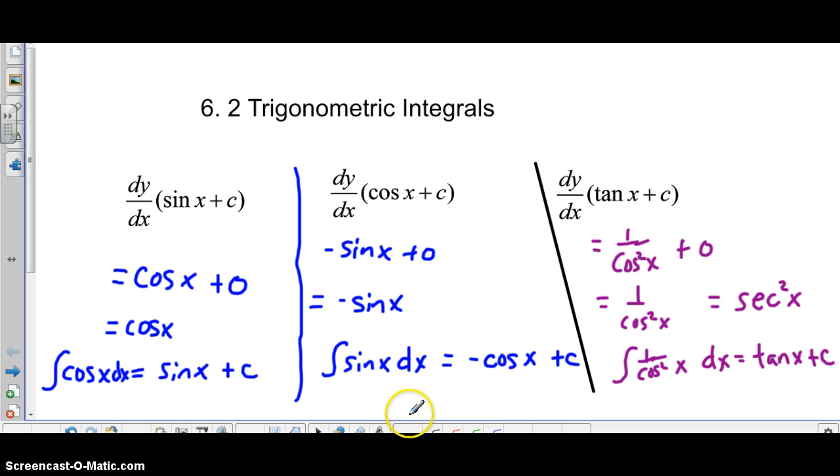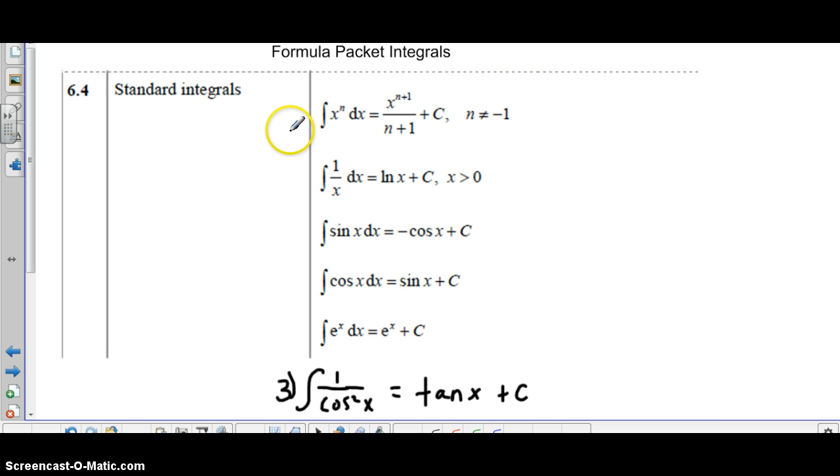So today we have learned our 3 basic integrals for trig functions, and these 3 are listed on your formula sheet. So let's take a look at the formula sheet and see how in the formula packet, in the calculus section, where your standard integrals are, 2 out of the 3 of them are listed here. And so your integral of sine is listed here, so that's your first rule.